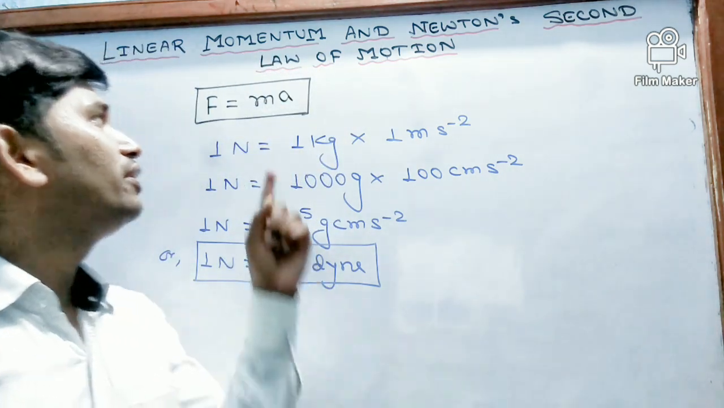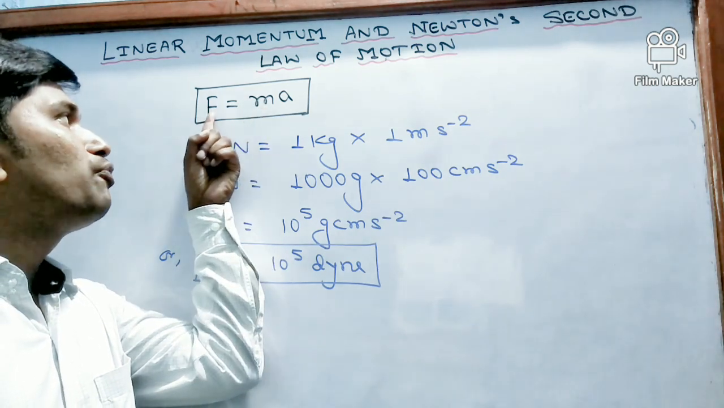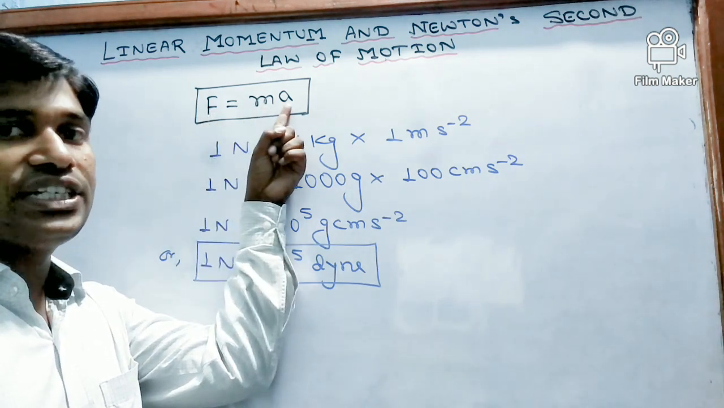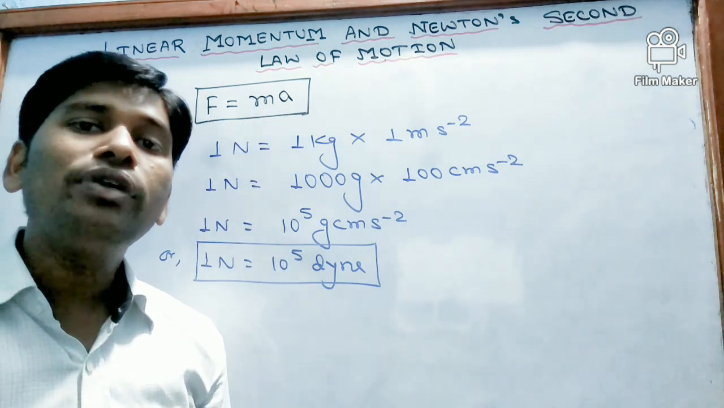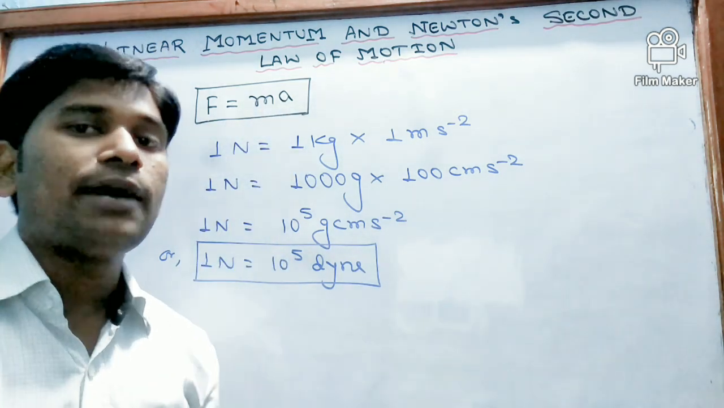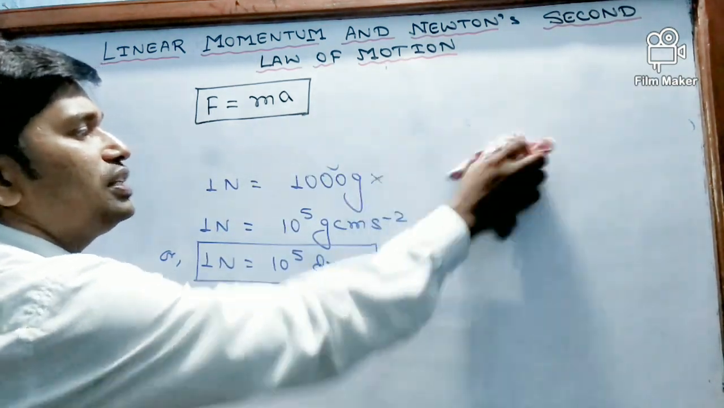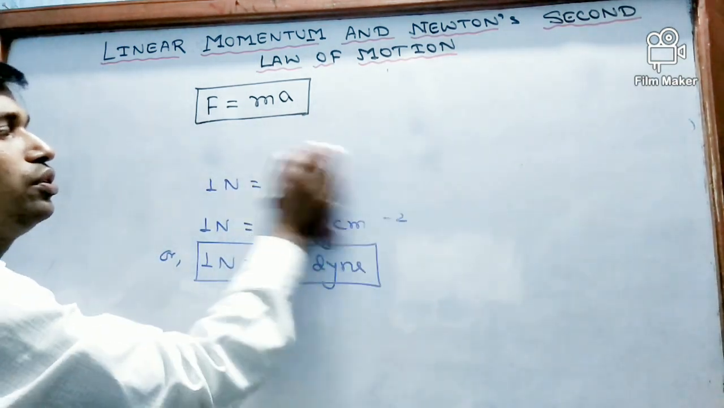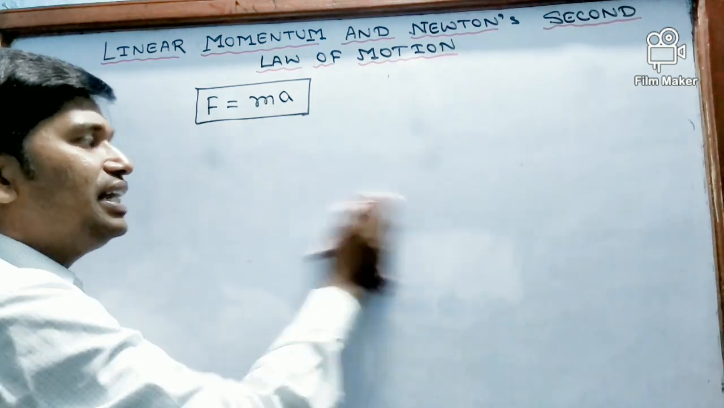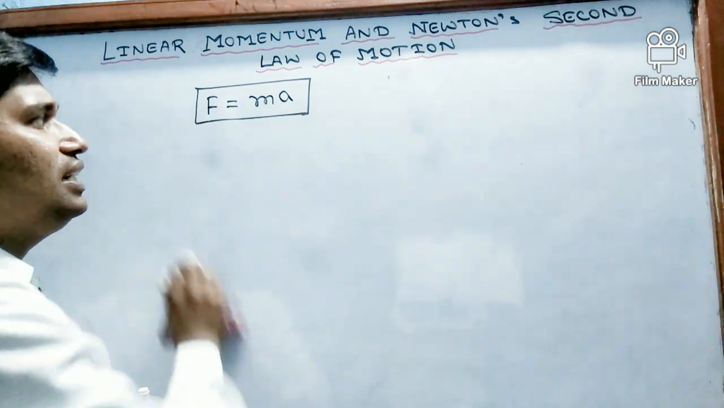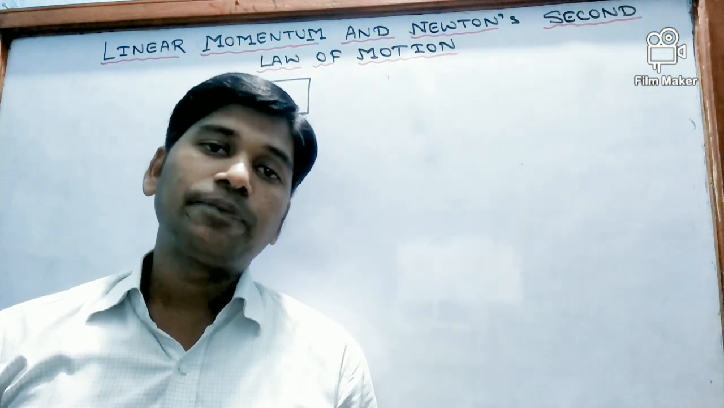Now let us plot some graphs: between force and mass, force and acceleration, and mass and acceleration. So we will plot three graphs now. Let us see one by one. First I am going to show the relationship between acceleration of the body and the applied force.